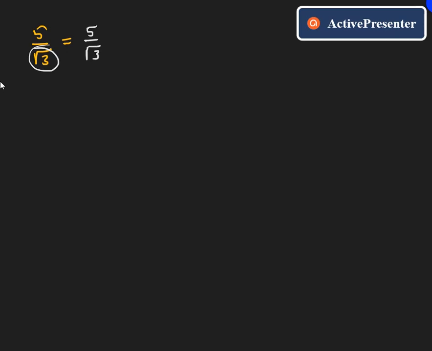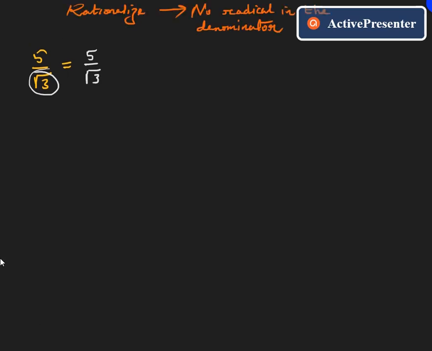This is how you rationalize. Rationalize means in the denominator there is no radical. So to get rid of the radical in the denominator, we first write the fraction as it is. We wrote it as it is. So how to get rid of that?